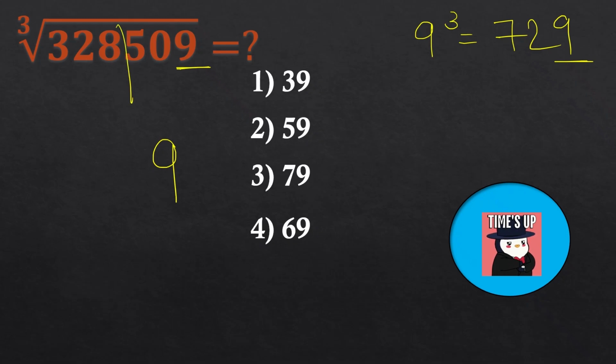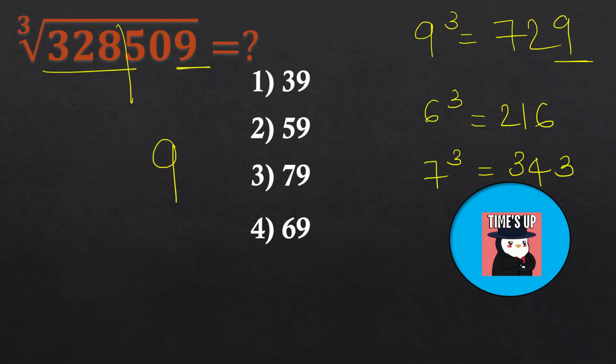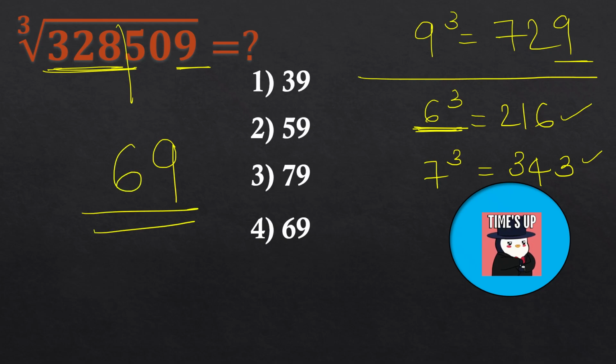Then cube root of 328 lies between which cubes? So if you take 6 cube, it is 216. And if you take 7 cube, it is 343. Correct? So 328 lies between these two cubes. Correct? So you need to choose the smaller one. So smaller one will be 6 cube. 6 will be the first digit. So 69 is the answer. Fourth one is the correct option.